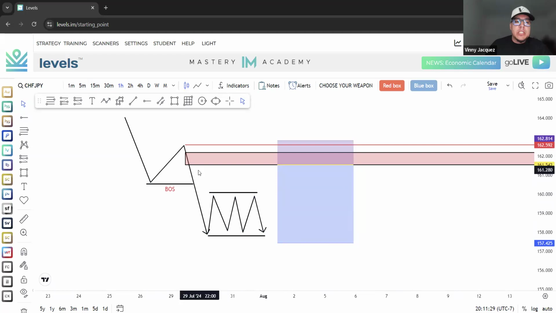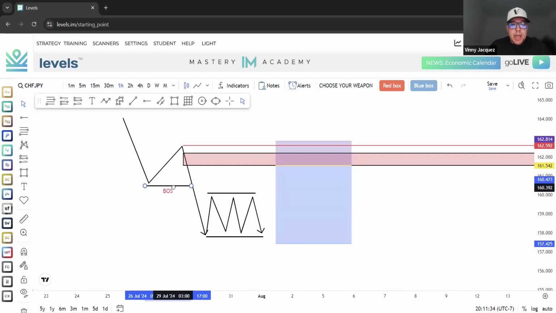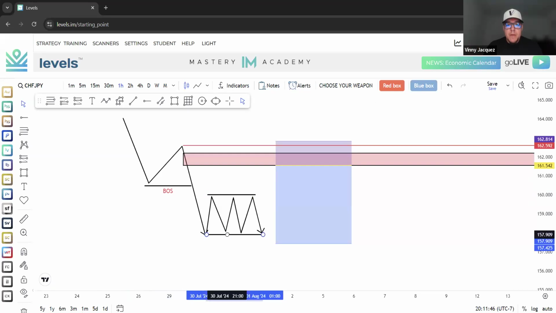So when we're looking for starting point entries, this is what we need to look at. Lower low, lower high, lower low. That gives me a BOS. Now, where does the head and shoulder tie into this market structure, right? When we can see that we have consolidation, guys, what is consolidation?